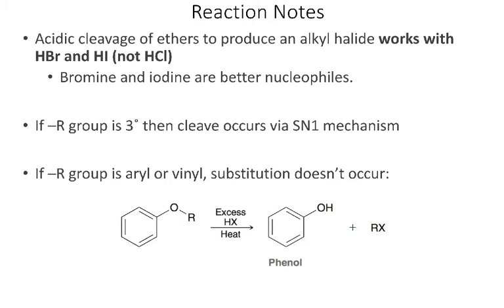So if we have primary and secondary alkyl groups, then the reaction proceeds via SN2. If the R group is tertiary, then SN2 is not going to happen, and instead the cleavage will still occur, but it's going to occur via an SN1 mechanism. And if the R group is aryl or vinyl, then substitution doesn't occur. So if I start with this compound, I can cleave the alkyl group, but I'm not going to cleave the benzene ring, and so I'll be left with phenol in this case.